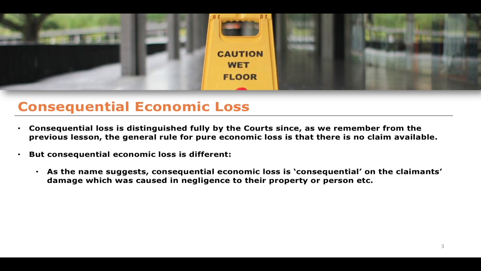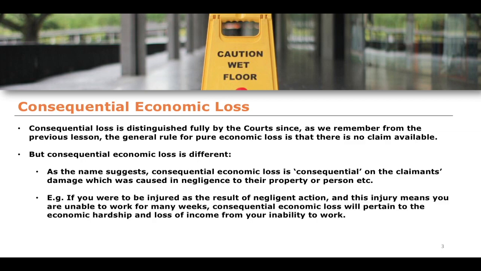Consequential economic loss is slightly different, though, because as the name suggests, consequential economic loss is consequential on the claimant's damage, which is caused in the negligence to their property or to their person. So, if we take the previous example and we say, okay, well, we have loss to profit or loss to income or whatever that is economic in nature. But let's just say that instead of that just being on its own, that loss to income or loss to profit was the result of damage to my property or damage to myself, personal injury or psychiatric harm that's caused me to, let's say, have 3 weeks off work and therefore only manage to get sick pay, and so as a result have a lower income. This is what is known as consequential economic loss, because it's consequential on the damage that is caused by the defendant's negligence to their property or to their person.